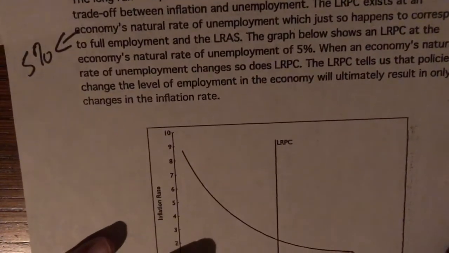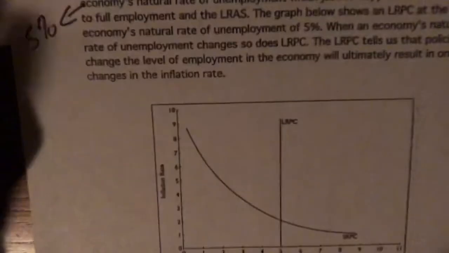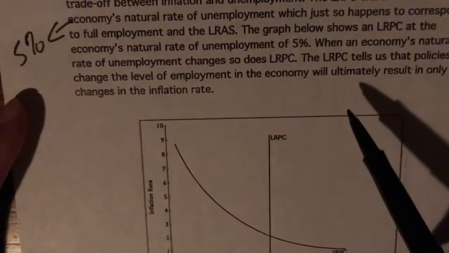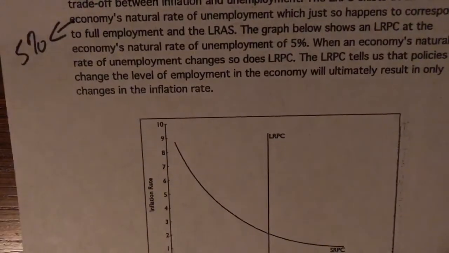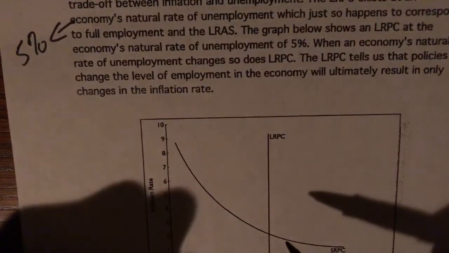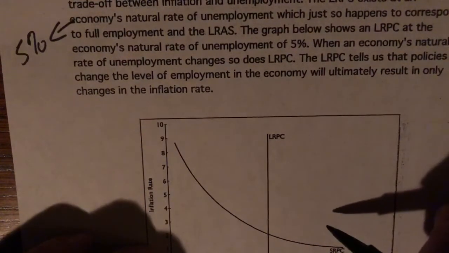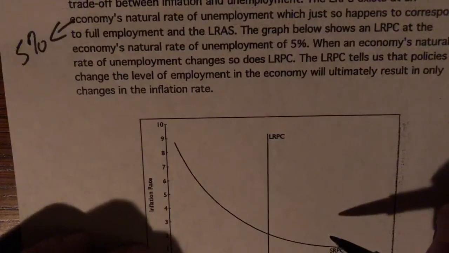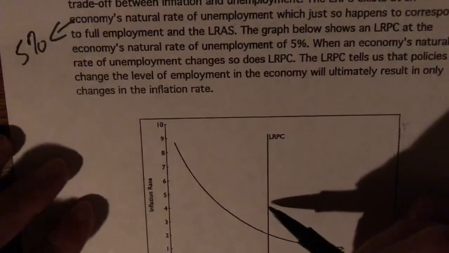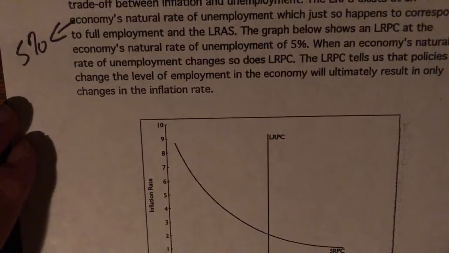So the graph shows the long run Phillips curve at the economy's natural rate of unemployment, 5%, which I'm being redundant here, sorry guys. When the economy's natural rate of unemployment changes, so does the long run Phillips curve. So right now, we know that we're in a contraction. Our short run Phillips curve has shifted to the right. There is saying that there's almost 20% unemployment, right? And so in the long run, after we have more data, our Phillips curve will change with it.